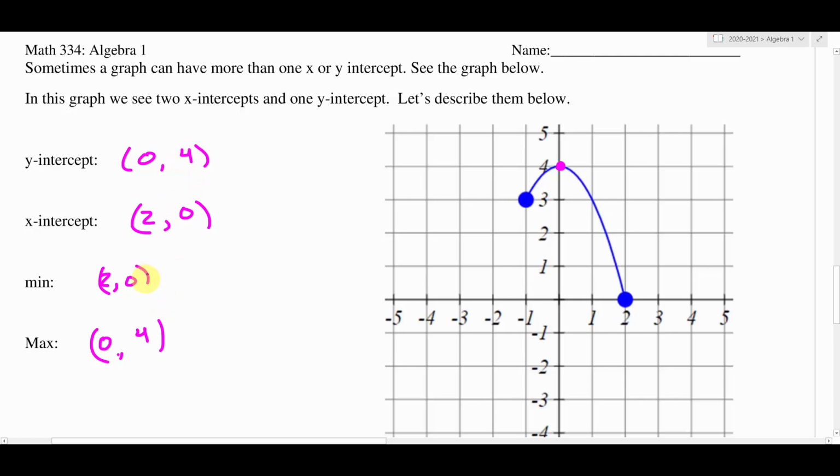Now that's not always going to be true, okay? The x-intercept and the min are not always going to be the same thing, and the max and the y-intercept are not always going to be the same thing. Could be different points, all right?